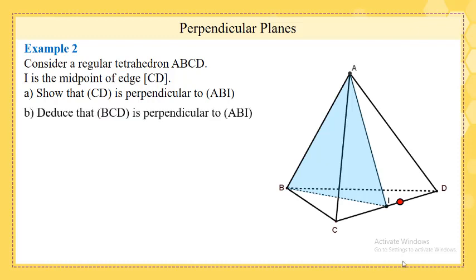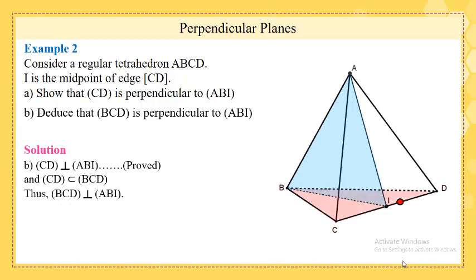Part B. Deduce that plane BCD is perpendicular to plane ABI. Now remember, to prove that two planes are perpendicular, it is enough to prove that one plane has a line that is perpendicular to the other plane. We proved in Part A that CD is perpendicular to plane ABI, but CD is a line contained in the plane BCD. Thus, we can say that the plane BCD is perpendicular to the plane ABI.